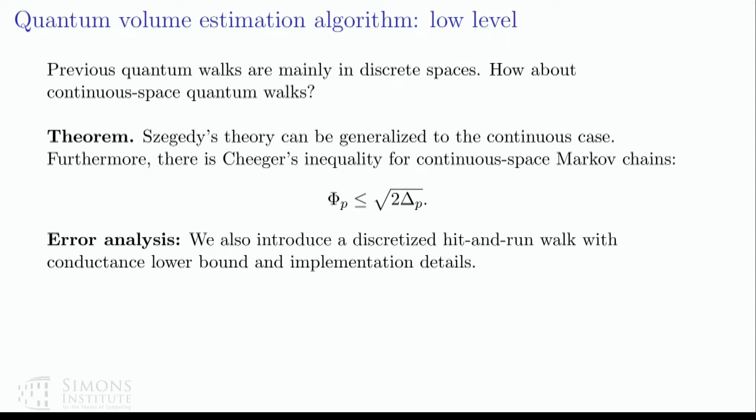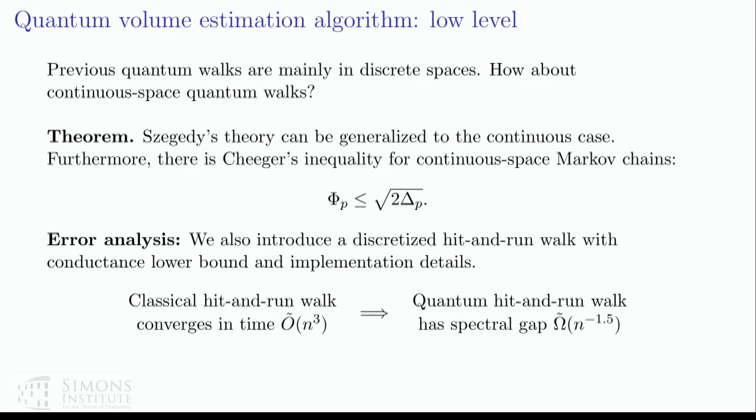In our paper, we give a very detailed analysis of how to relate such a continuous hit and run walk to a discretized version. Basically, we give a good analysis of how the conductance changes when we move from the continuous case to the corresponding discrete case. And what is the result here? In the classical Lovász and Vempala paper, they show that their hit and run walk converges in cubic time. On the other hand, we can show that our quantum hit and run walk operators, which are unitary operators, have spectral gap at least n to the minus 1.5.